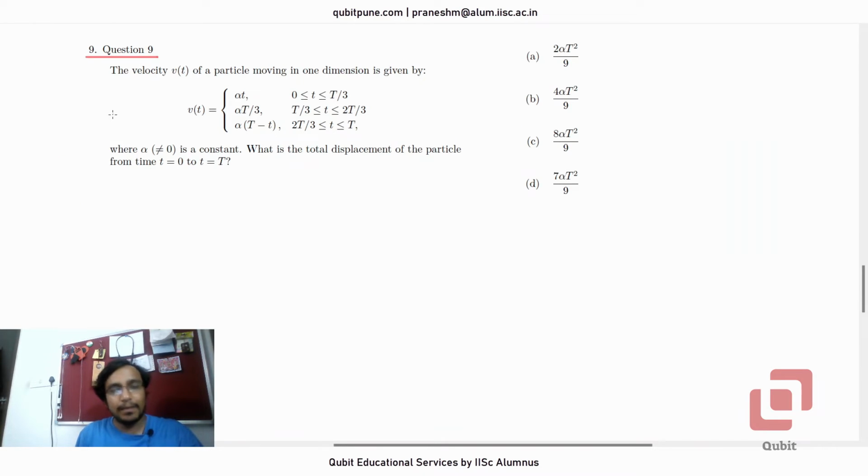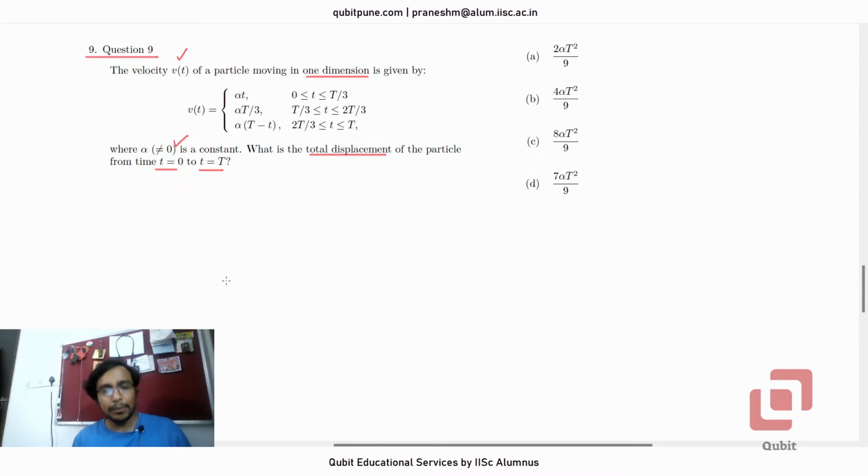Question number 9, based on kinematics. The velocity v of t of a particle moving in one dimension is given by v of t is equal to alpha t when t lies between 0 and capital T by 3. It is equal to alpha into capital T by 3, a constant, when t is in between capital T by 3 and capital 2T by 3. And it is equal to alpha into capital T minus t, where t is in between 2 capital T by 3 and capital T, where alpha is a non-zero constant. What is the total displacement of the particle from time t equal to 0 to t equal to T?